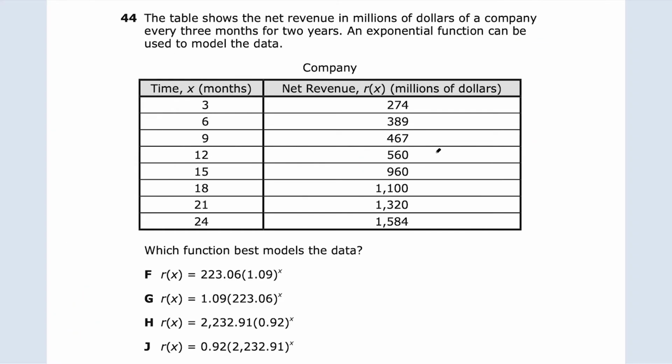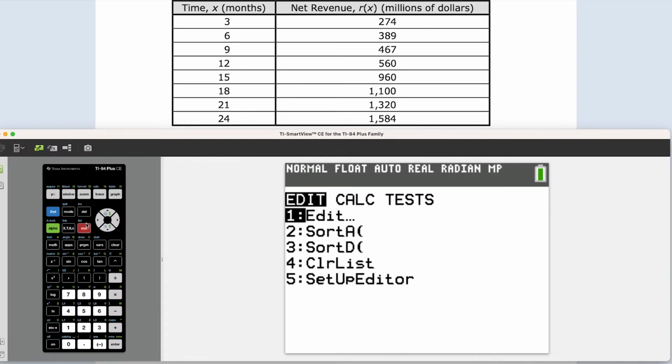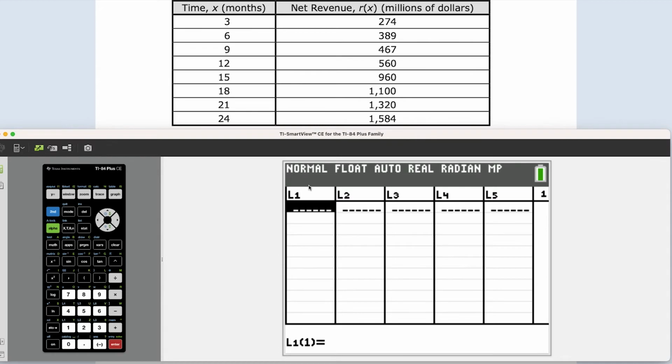So question 44, there's a whole lot going on, but the question is which function best models the data? So we're going to take this and put it into the calculator because we have a table showing the net revenue in millions of dollars of a company every 3 months for 2 years. An exponential function, that's the $1 million phrase right there, can be used to model the data. So now we just go back to the main screen here. We're going to press stats, go to edit, and type this in the table.